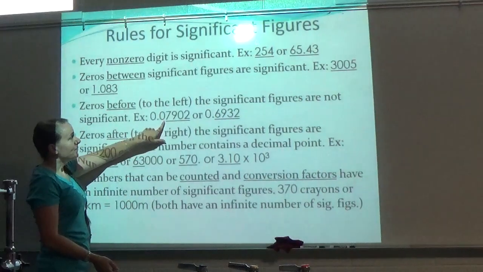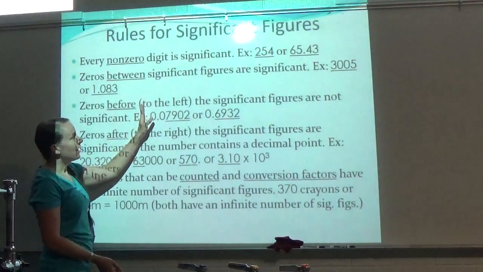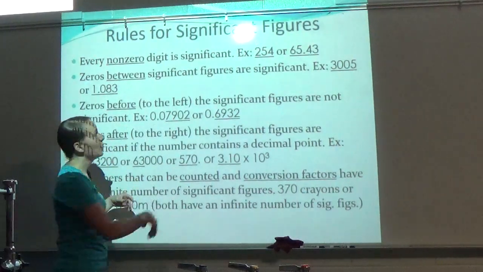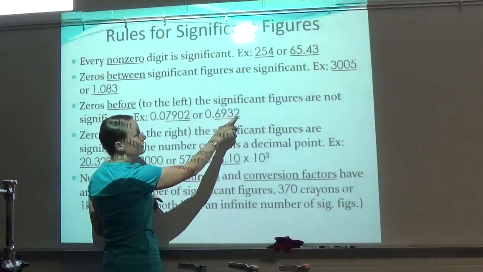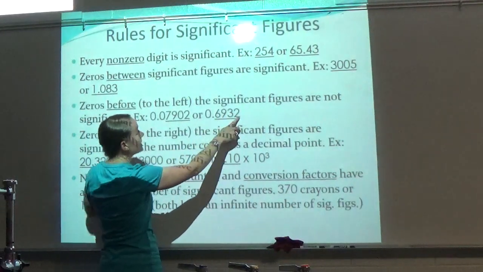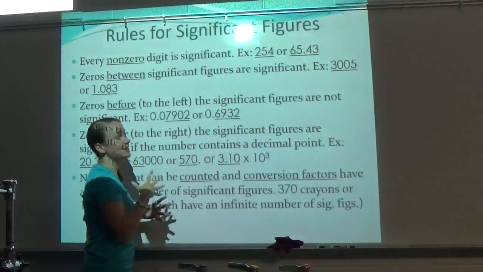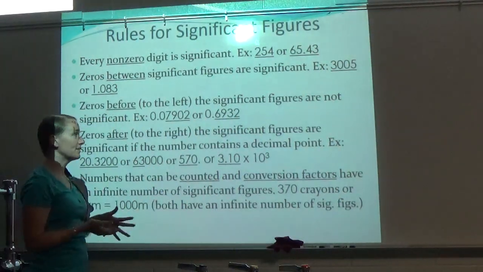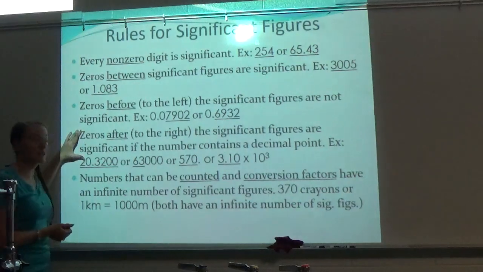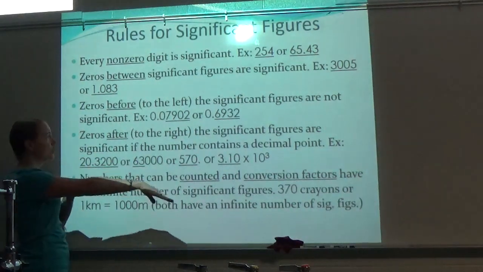All right, so zeros in front are not significant. They're just placeholders. Or if we have 0.6932, well, 6, 9, 3 and 2 are all significant because they are not zeros. This 0 in front is just a placeholder. It's not significant.